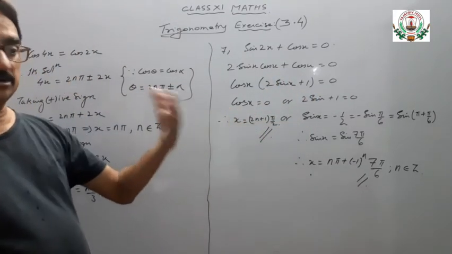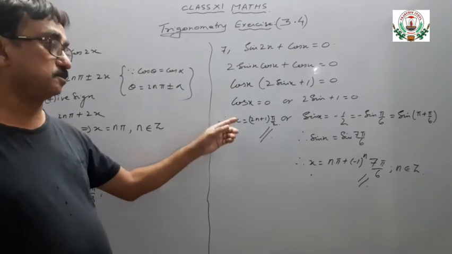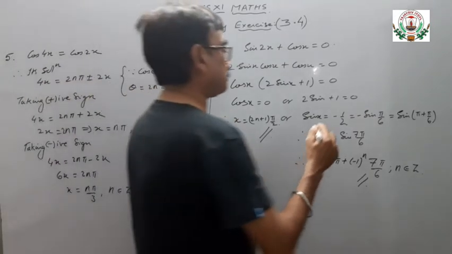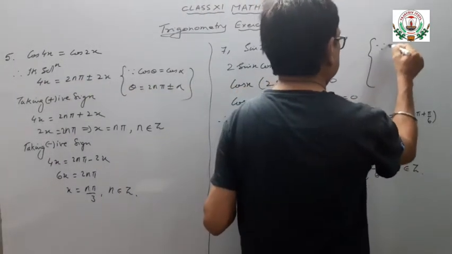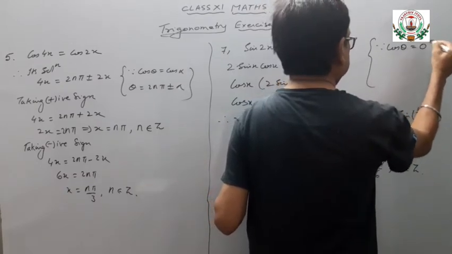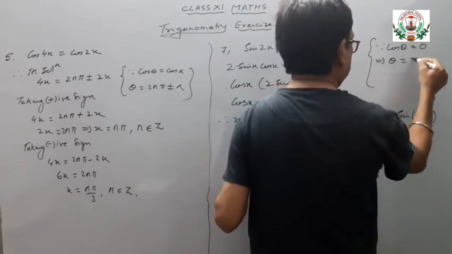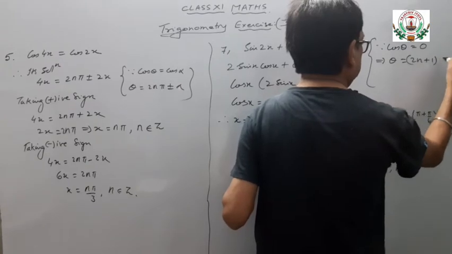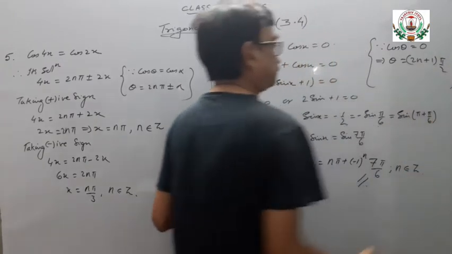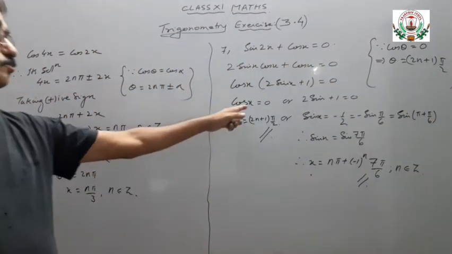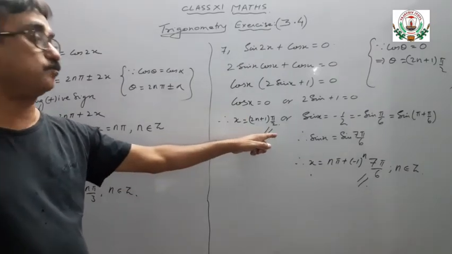If cos x equals 0, whenever we get cos θ equal to 0, we get our general solution in this format: θ equals (2n plus 1) into π by 2. So therefore its solution is x equals (2n plus 1) into π by 2.